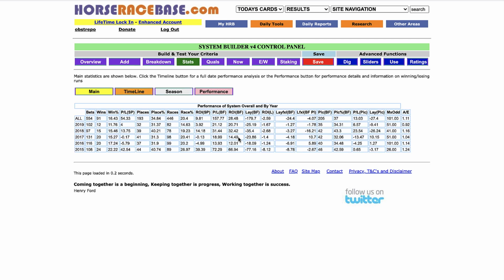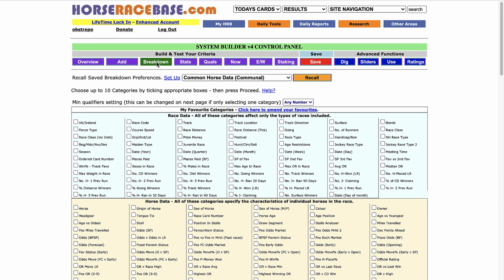At this point I find it's good to either take a screenshot or print out that page or just jot the figures down on a piece of paper so you can see your profit and loss at this point before you add any extra criteria to your system. Okay, so I'll just jot those down. And now we can break it down further.